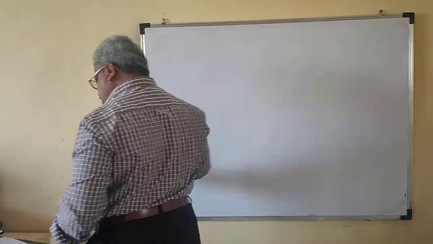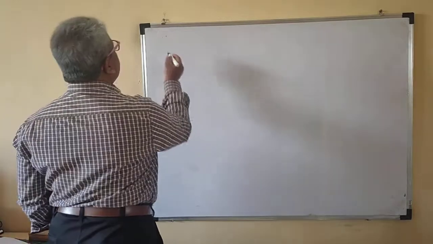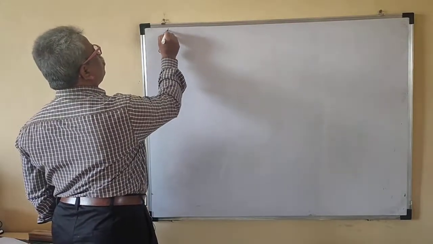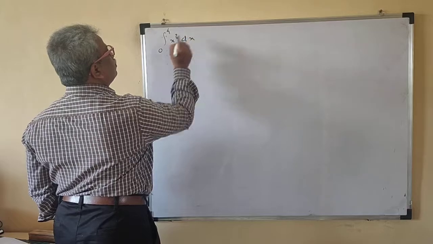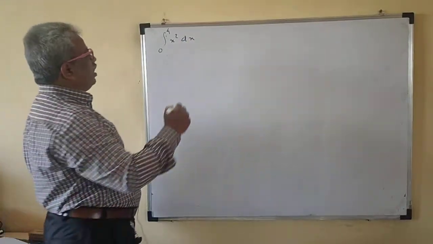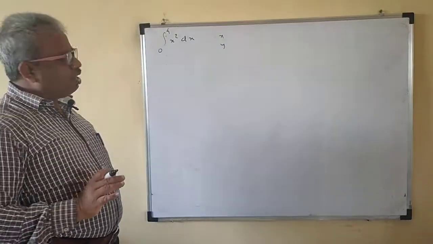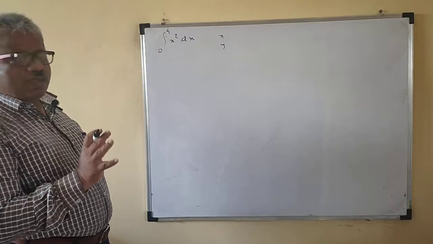I hope that you understand this one. So we'll take one more problem. Suppose we take the integral from 0 to 4 of x squared dx, by the trapezoidal rule. Whichever rule is applicable, we will see. You have to make a small data table for this one, x and y.